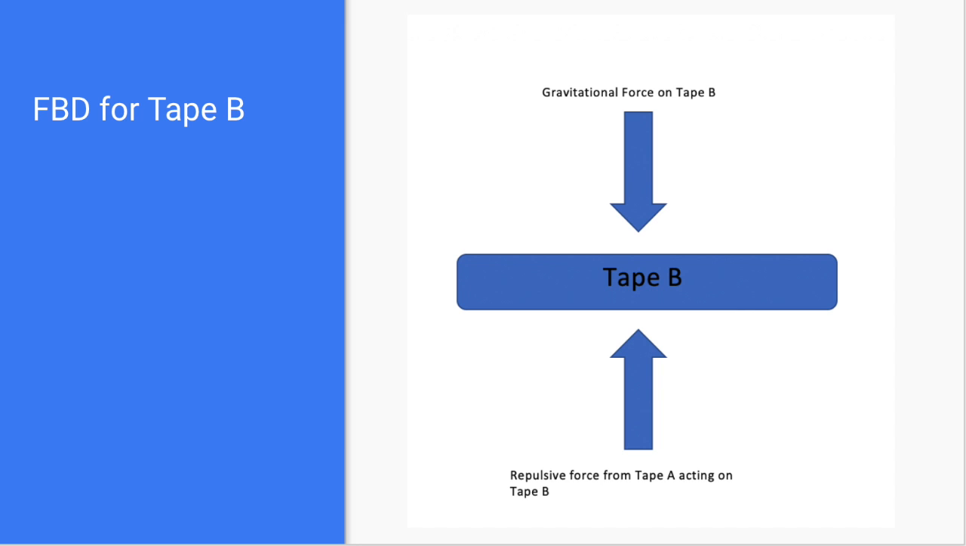Here is the free body diagram for tape B. There is a negative gravitational force and a positive repulsive force from tape A. As you can see, these two force arrows are of equal length but in opposite direction.